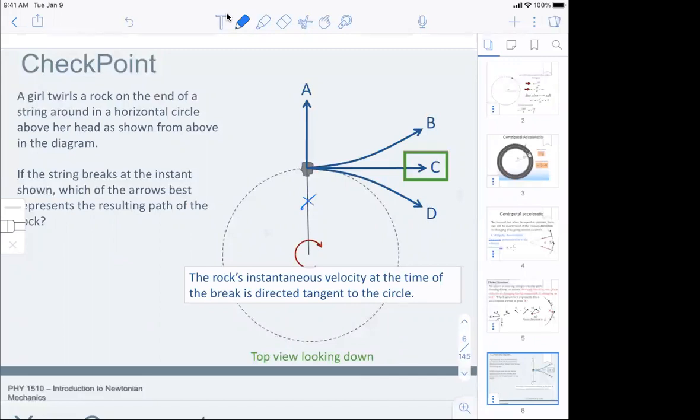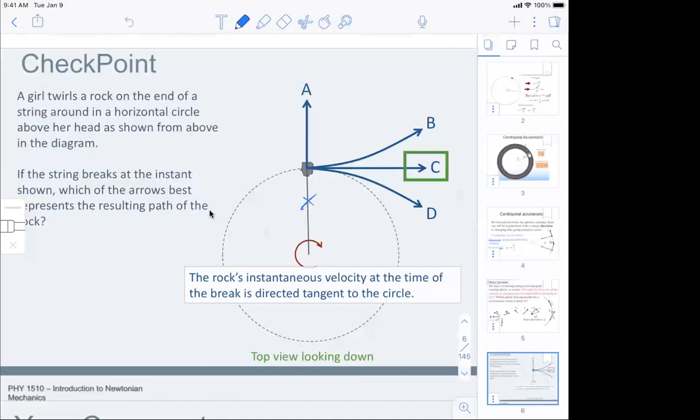So giving a top view looking down, if your string breaks at this point, then in order to figure out the path, we need to figure out what is the velocity of the rock at this point.